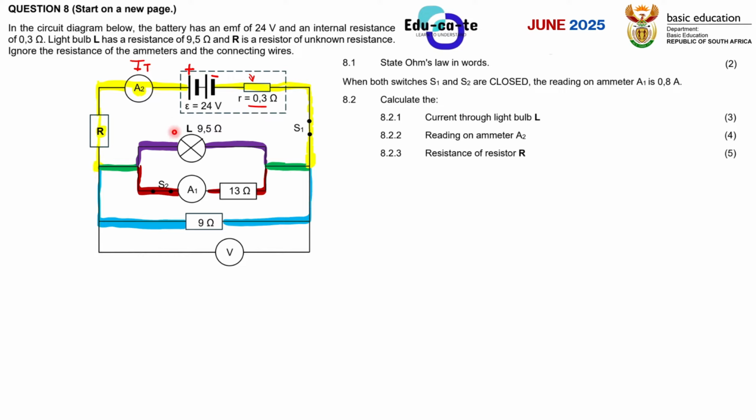Okay, so basically when the current reaches this point, it splits again. Some of it will be the purple current going through this light bulb L. Some of it will be this maroon current going through this 13 ohms, but it will recombine again to form the current it was at the beginning. And then this green current and this blue current, remember, they split from this yellow current. So when they join again, they will still form the total current.